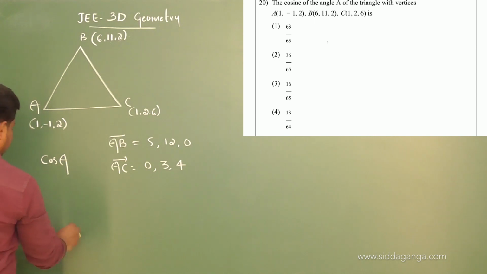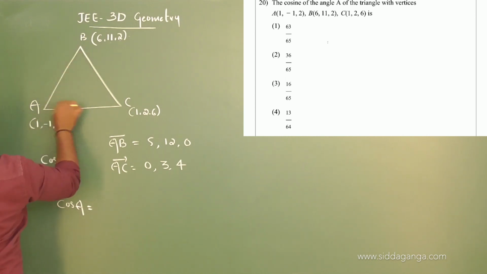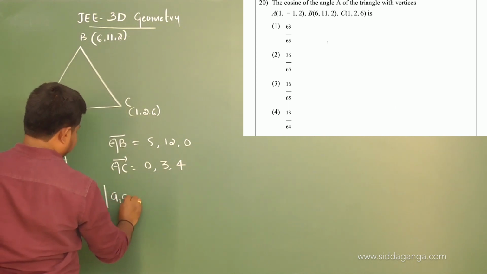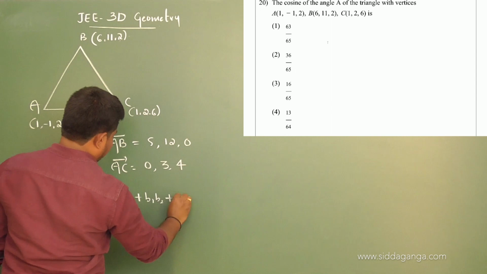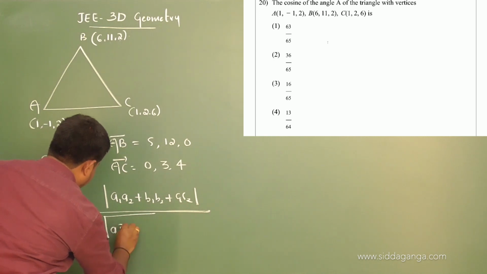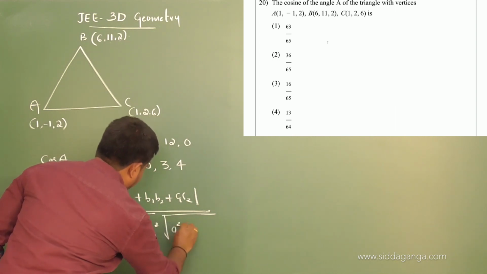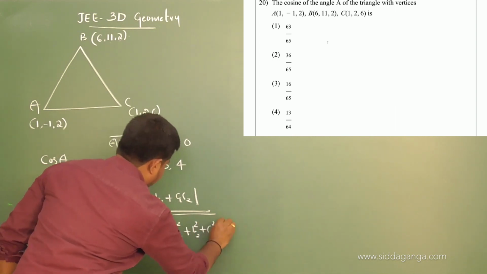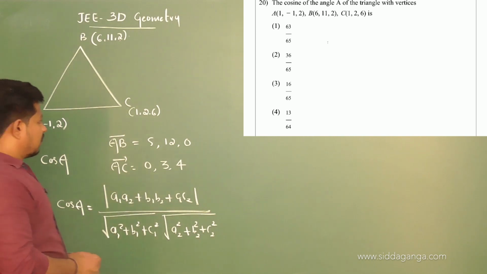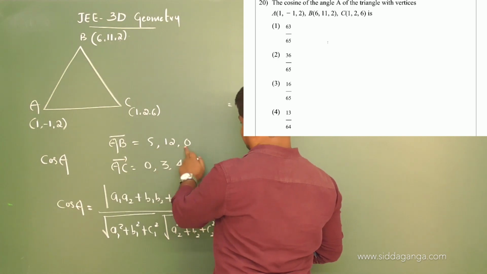Your choice. Then we know the angle between the two lines, we have to find cos A now. So I have taken AB and AC. Now the formula is: a1 a2 plus b1 b2 plus c1 c2, the whole divided by root of a1 square plus b1 square plus c1 square into root of a2 square plus b2 square plus c2 square. So this is the formula to find the cosine of the angle between AB and AC. So let's substitute the values. Let us take these as a1 b1 c1, a2 b2 c2.